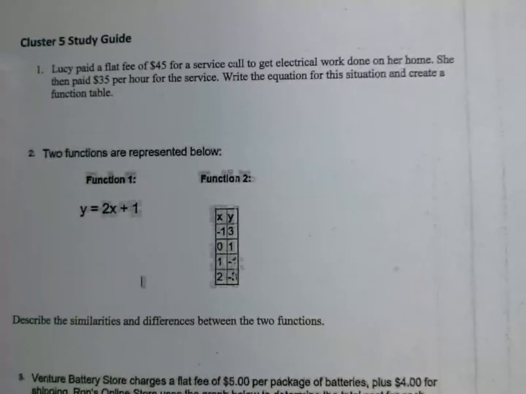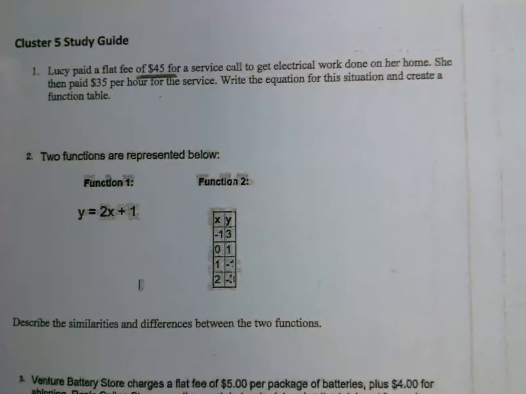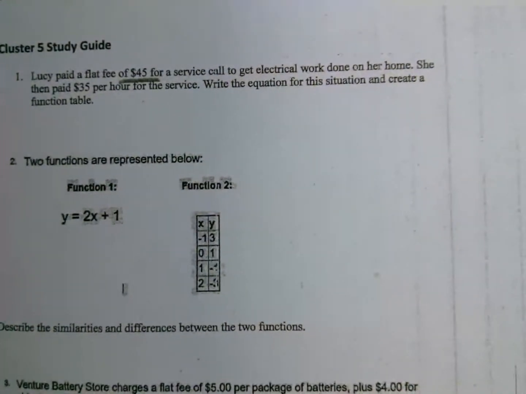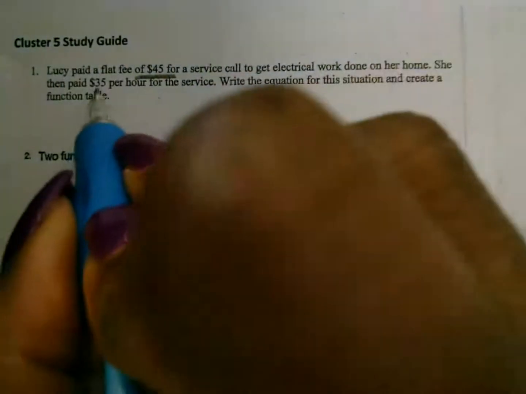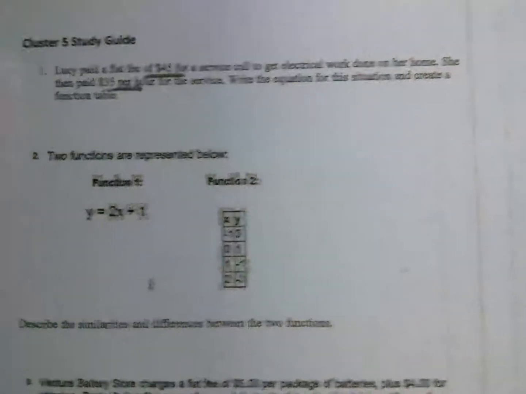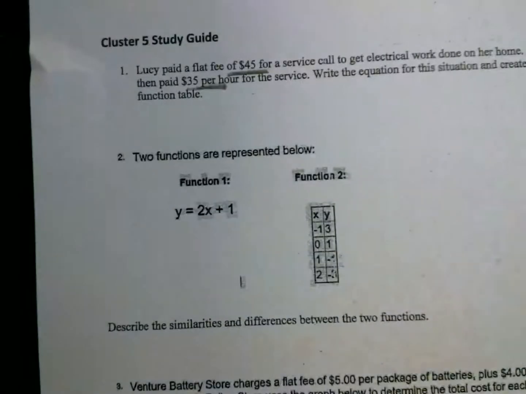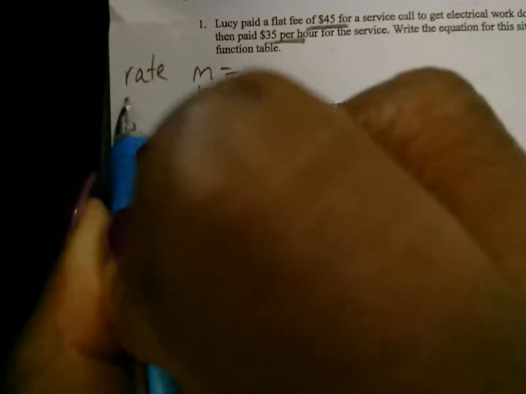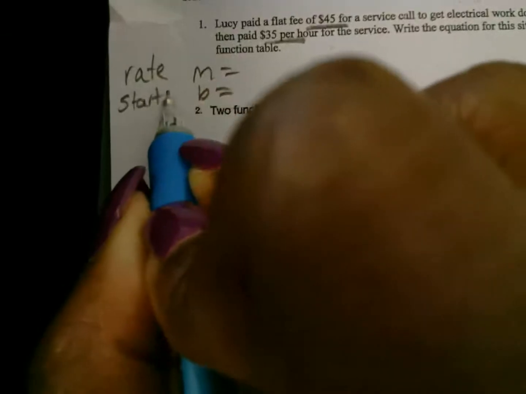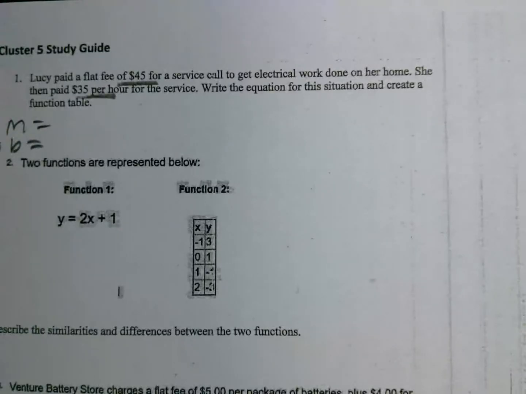All right, so let's do it. The first problem says Lucy paid a flat fee of $45 for the service call to get electrical work done in the home. She paid $35 per hour for service. We're going to write a linear equation. So identify what is the rate here, the M, and then identify what's the starting amount, your y-intercept, B. Which one of those numbers is going to be M and which is going to be B?